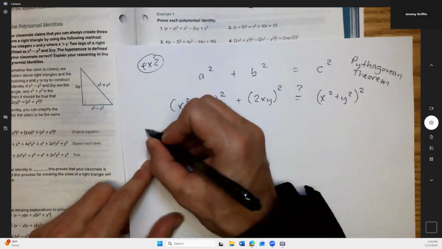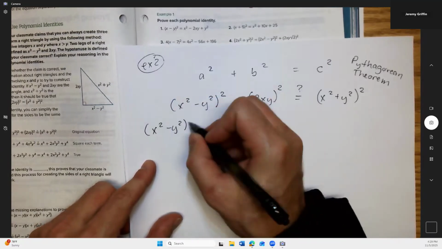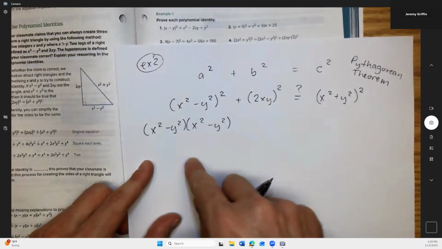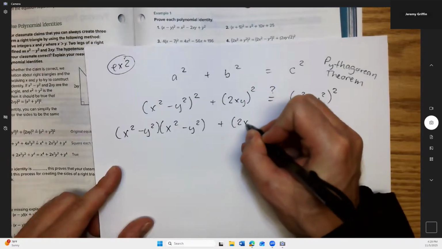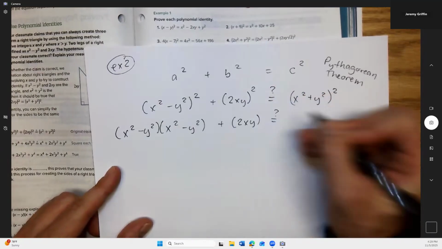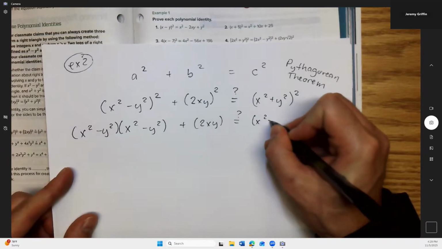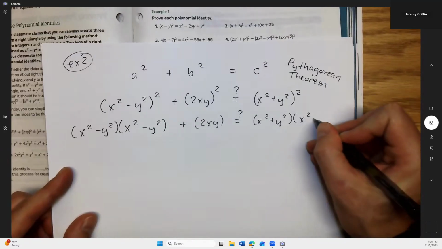Here, let me throw in a middle step just in case you don't see it. This is x squared minus y squared, and then that squared, that's the same thing as itself times itself. Right? You may see that in your mind, so awesome if you did, but if you didn't, it looks like that. Then, is this equal to, and I'll do the same thing on the side, again, if it helps to see it. x squared plus y squared, and then squared would be just times itself again.